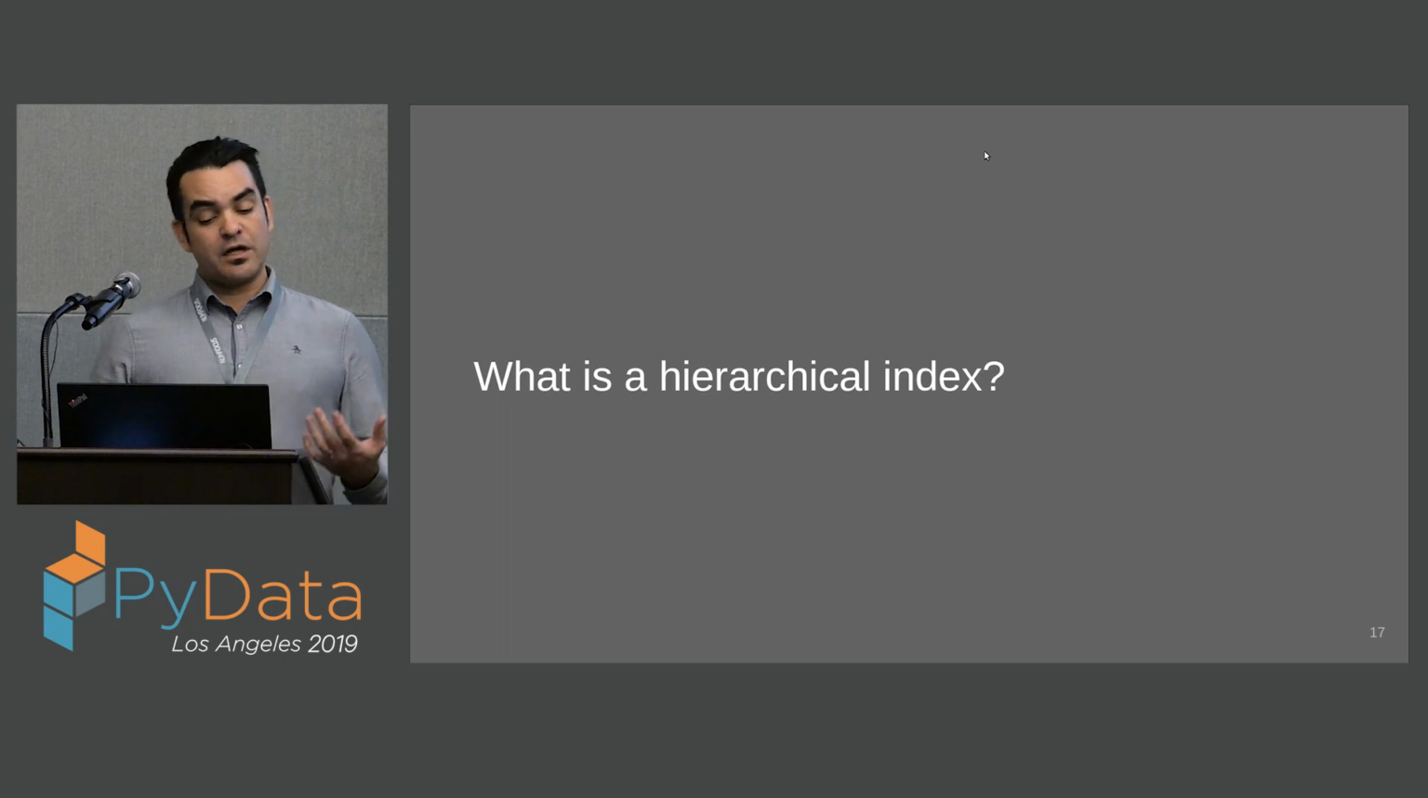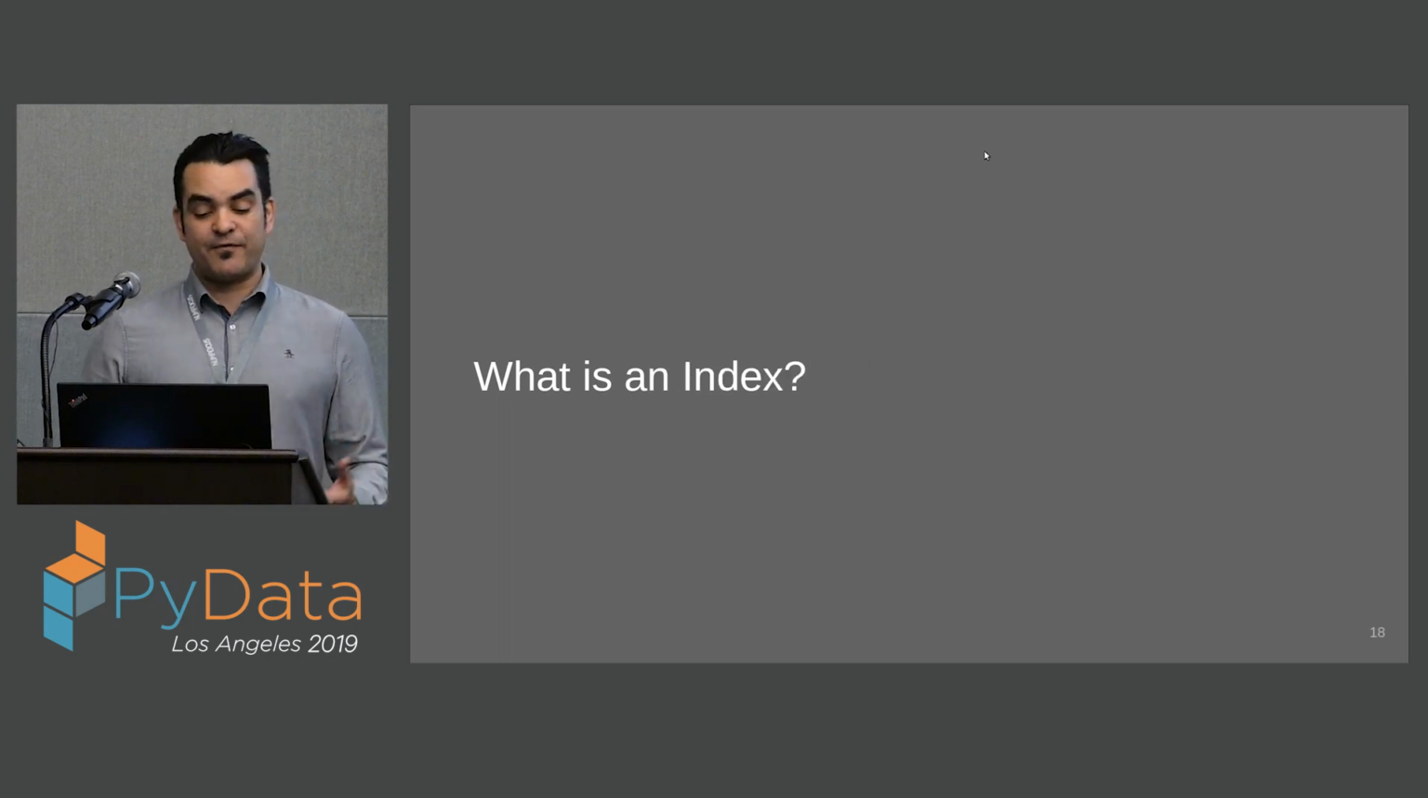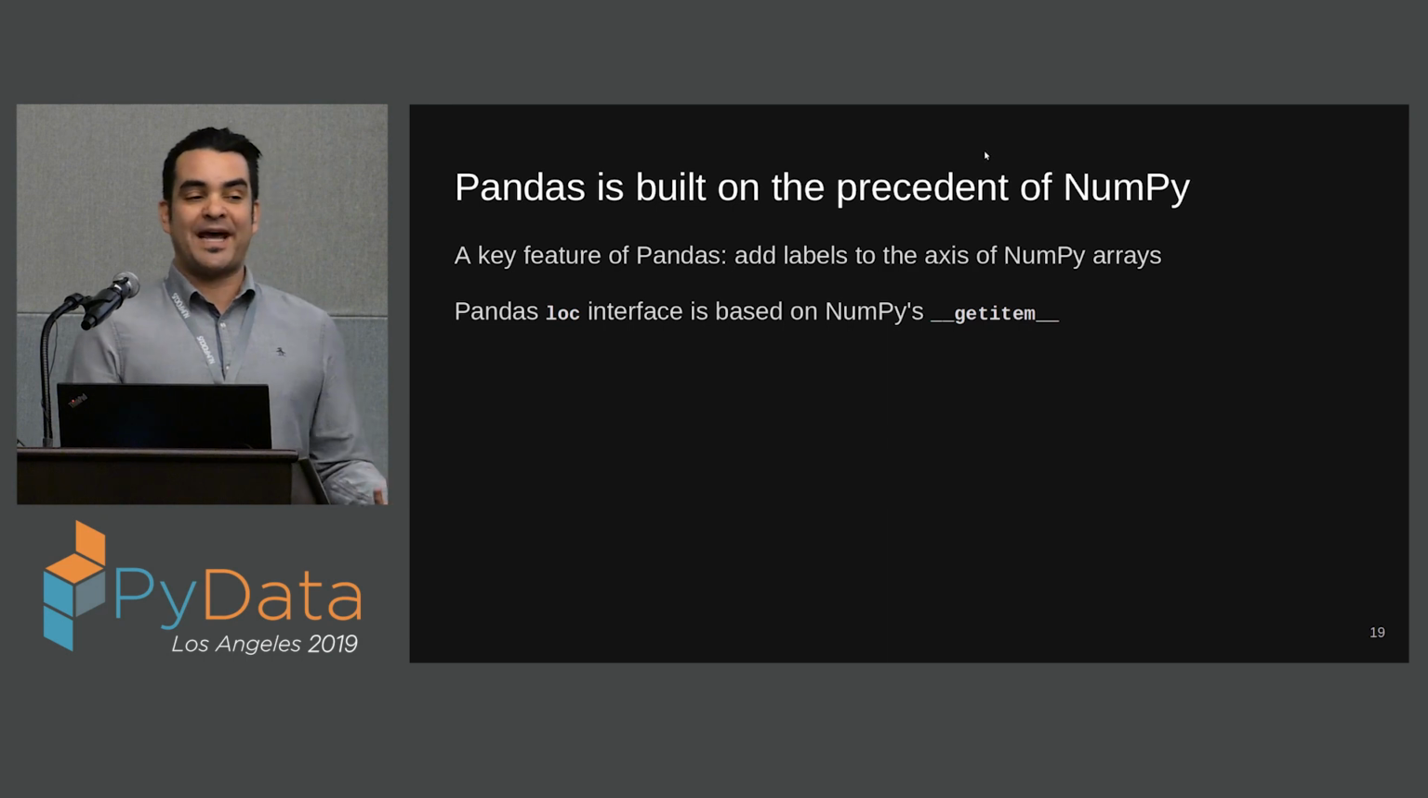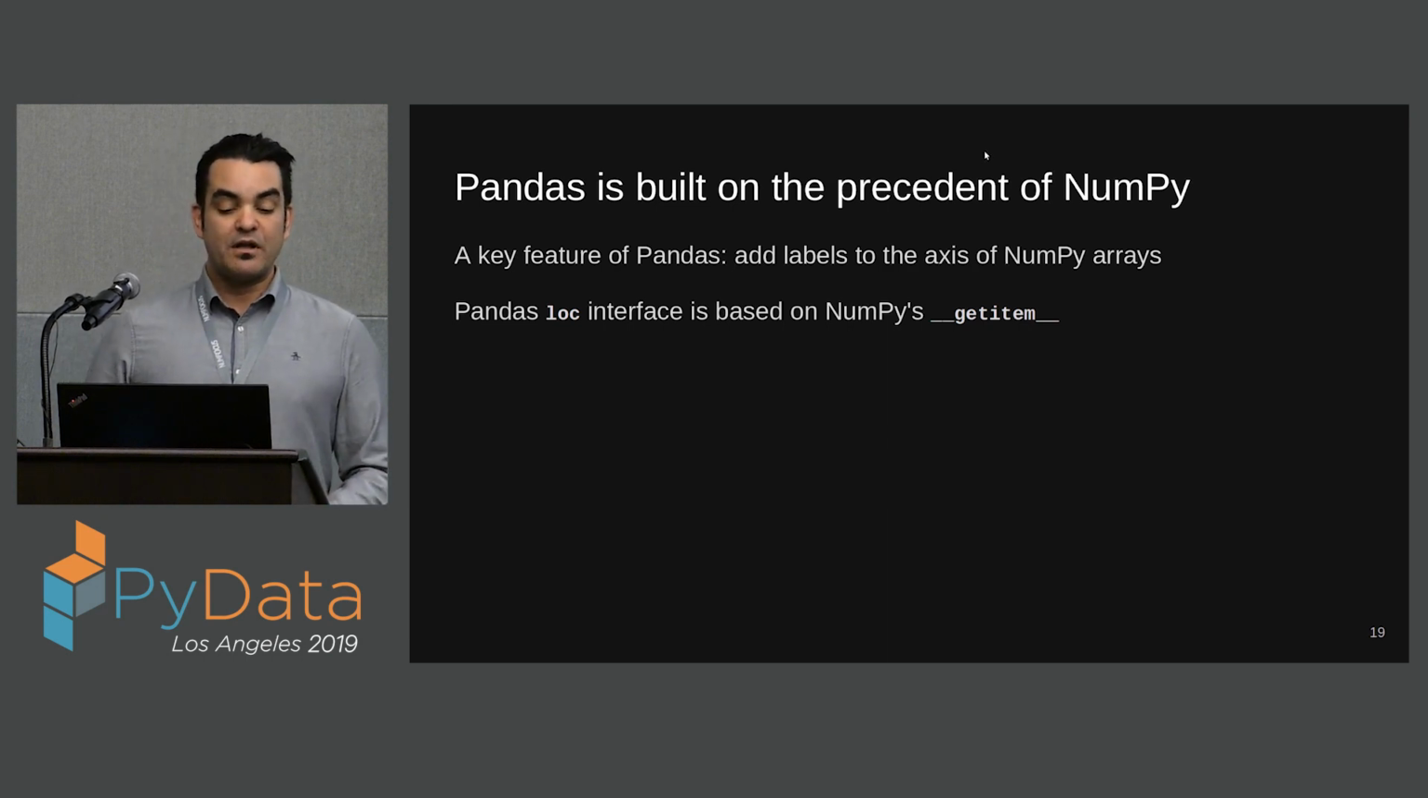So we're going to step back a little bit and try to understand what a hierarchical index is. And before we do that, we're going to need to understand what an index is. And before we do that, we're actually going to need to go all the way back to NumPy, because pandas is built on the precedent of NumPy. A key feature of pandas is that it adds labels to the axis of NumPy arrays. But the pandas loc interface is based on NumPy's getitem.